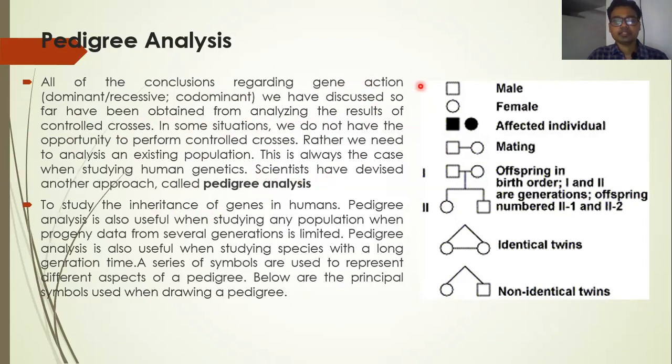In pedigree analysis, some special signs are used: the rectangle is the male, the circle is the female, and black color is the affected individual. This sign shows the mating. This one shows the generations from one generation to another. This is the second generation. This shows identical twins. This shows non-identical twins. To study the inheritance of genes in humans, pedigree analysis is useful, especially when data from several generations is limited. Pedigree analysis is also useful when studying species with a long generation time. A series of symbols are used to represent different aspects of a pedigree. So these are the symbols of pedigree analysis.